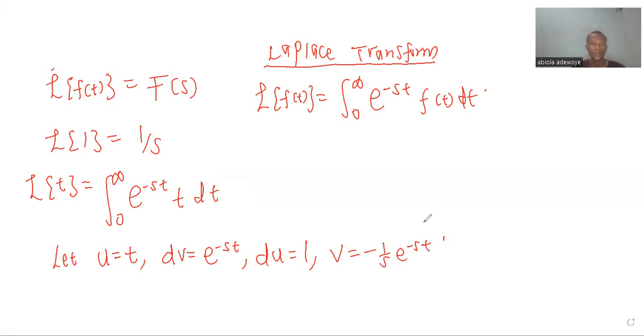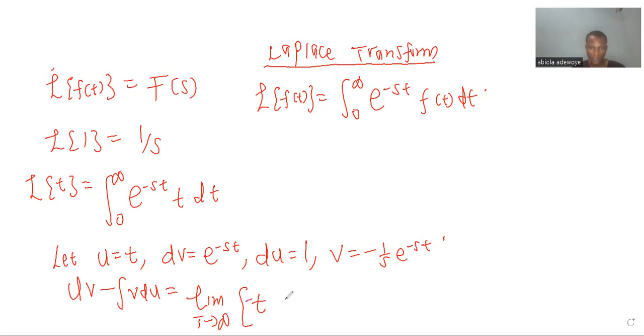So how do we integrate by parts? Recall the formula: uv minus the integral of v du. It means we are going to have: our u is t, and our v is minus 1 over s exponential minus st. So I'm going to have the limit as t tends to infinity of u times v, which is t times minus 1 over s exponential raised to minus st.